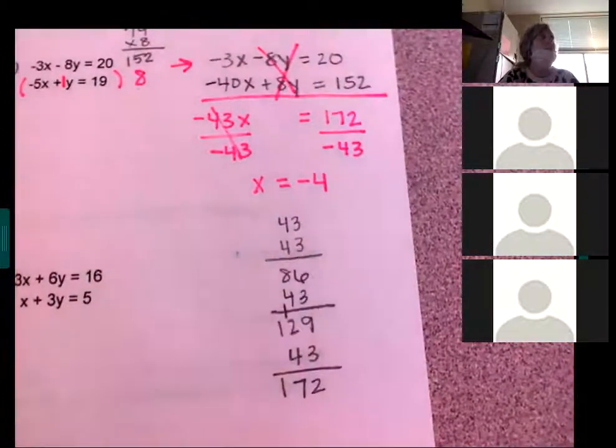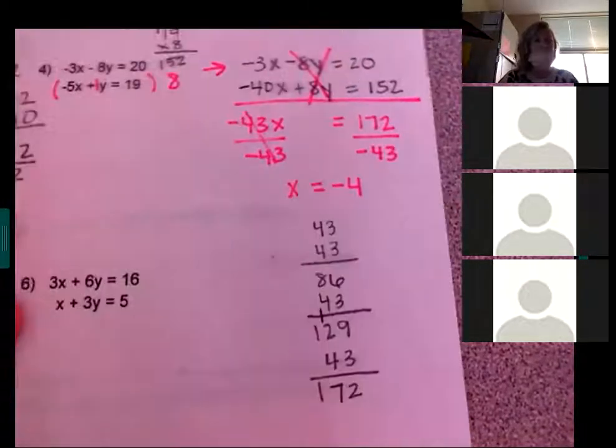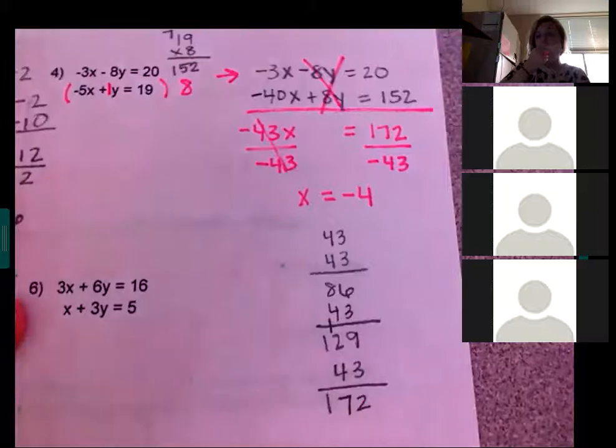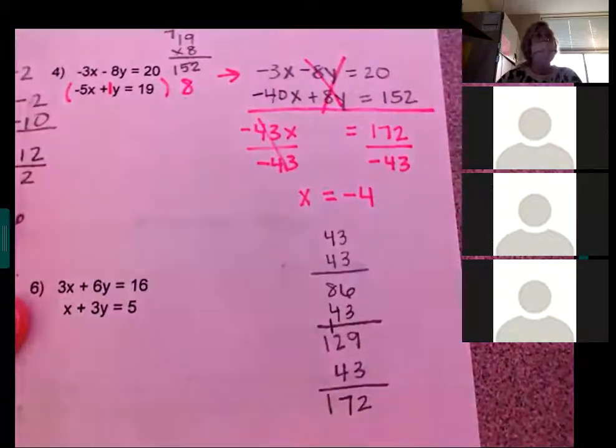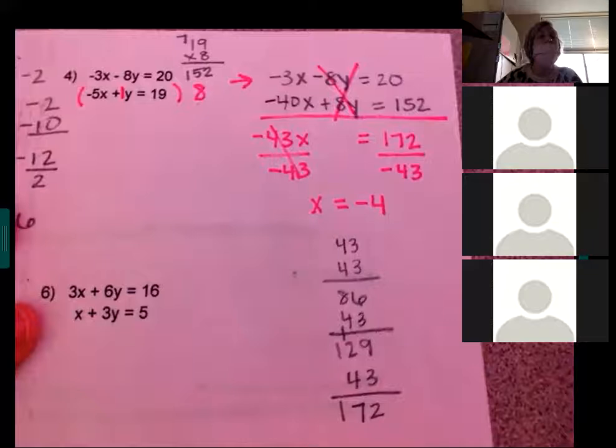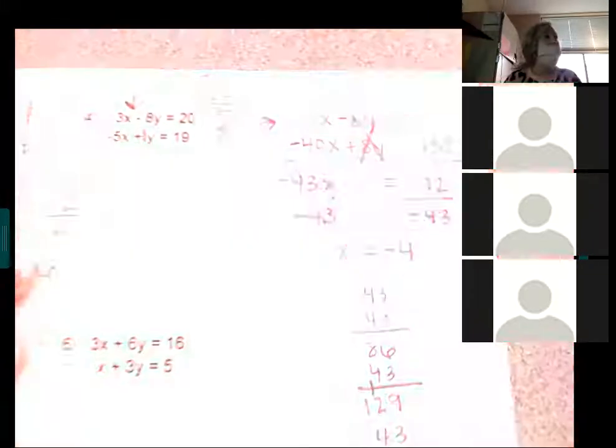You should not get fractions and decimals when you're doing elimination. You should get whole numbers. Don't thank me. Thank whoever invented it. Where do you go put the negative 4 now? Back in. It doesn't matter which one. You pick one, you put it back in.